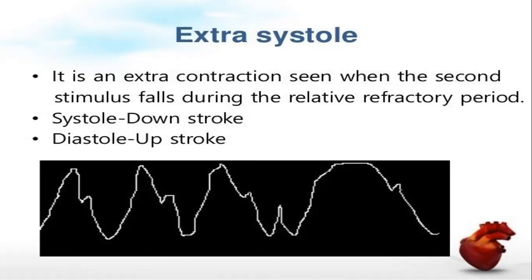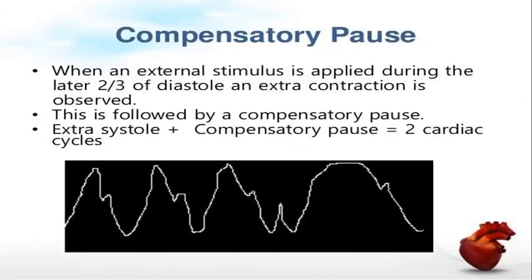In this picture, you can see there is an extra contraction, because you have given another stimulus during the relative refractory period. So there is an extra contraction that has occurred. So the next impulse generation is delayed. This is the compensatory pause. So extrasystole and compensatory pause. You can see the extrasystole here and the compensatory pause.